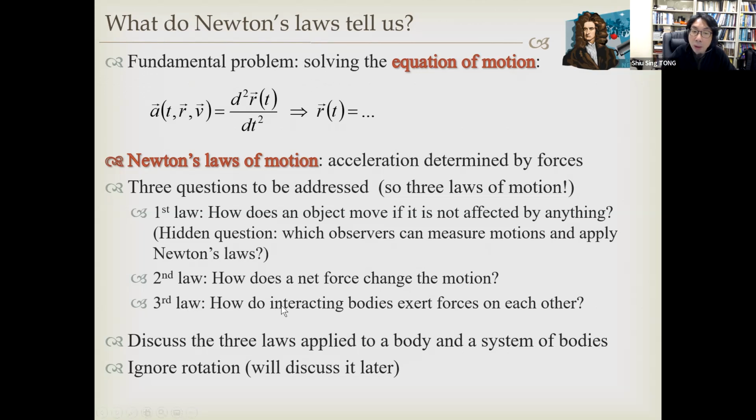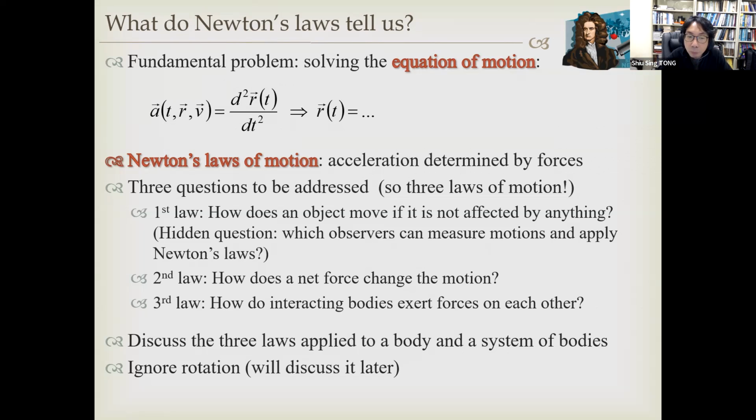The third law concerns interacting bodies. If two or more bodies interact with each other via their forces, then how are the forces related? If A exerts a force on B, then B simultaneously will exert a force on A. So how are the two forces related? Newton's third law told us that the two forces are equal in magnitude but opposite in direction, right? So that is Newton's third law.